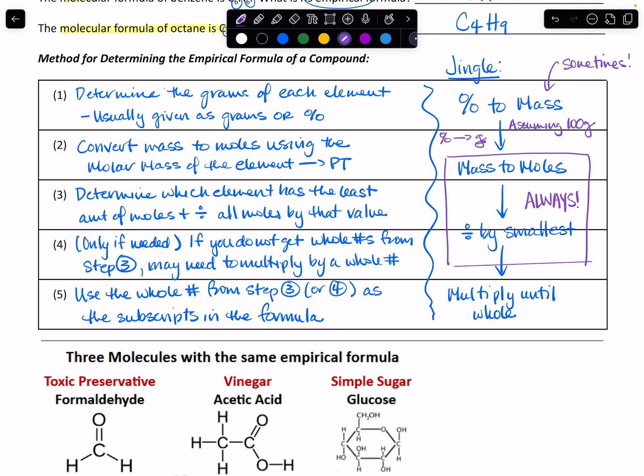Once we have mass of everything, it's mass to moles using molar mass. And then we divide by the smallest. And then if needed, we'll multiply until whole. So percent to mass, mass to moles, divide by smallest, multiply until whole. All right. So we're going to do an example.